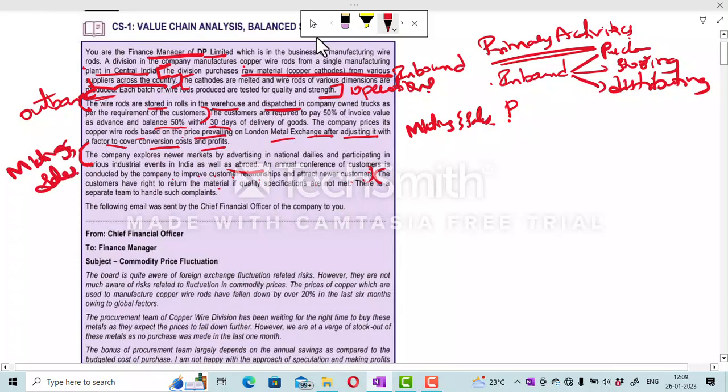Okay. The customer has the right to return the material if specifications are not met. There is a separate team to handle such complaints. So from here to here it is a service. After sales we will have service, no? See, we have divided all the activities into 5 activities: inbound, outbound, marketing and sales, and services.